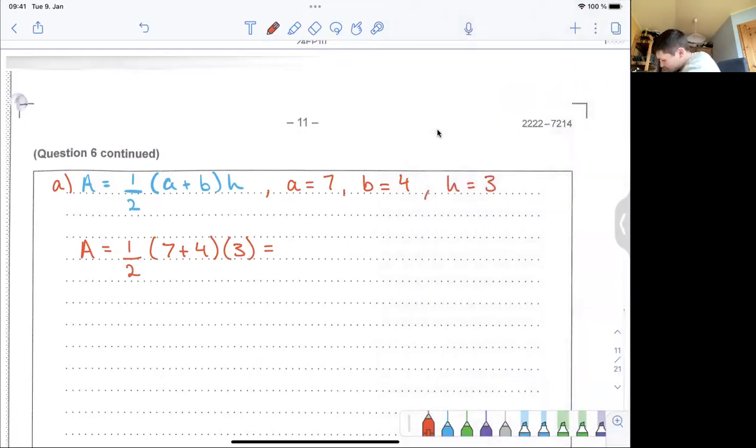All right. Now, I'd always recommend writing units squared on the end here if you're not given a specific unit, just to show the marker that you realize that it's an area. All right. Okay, let's move on to part B.